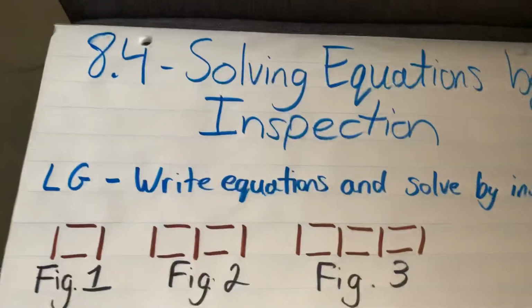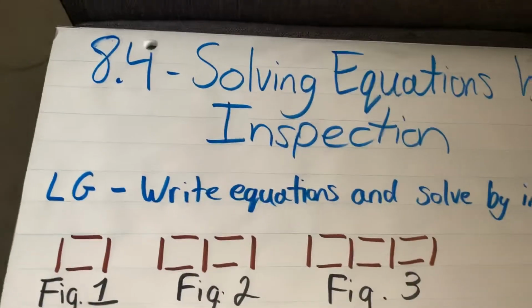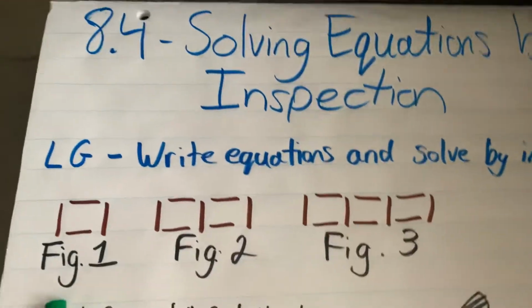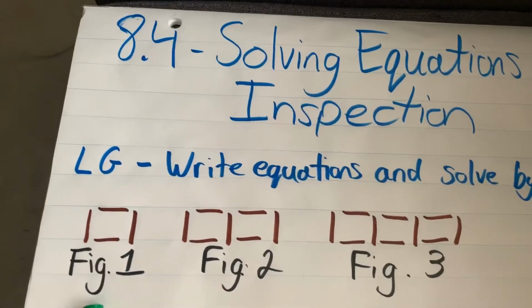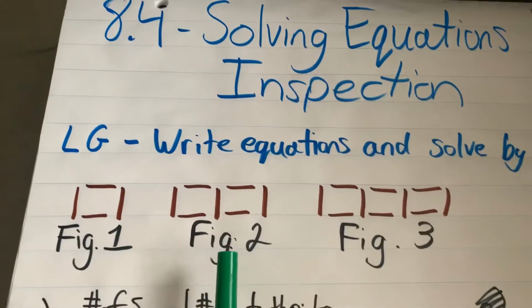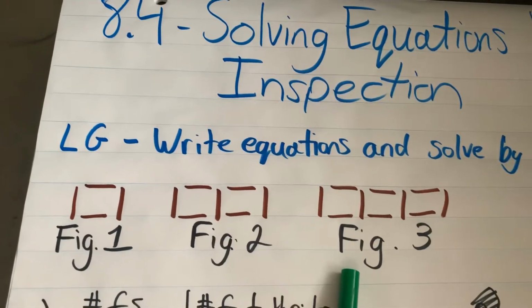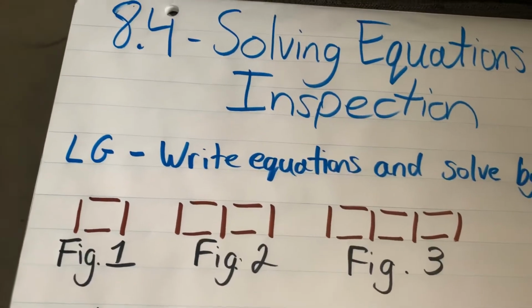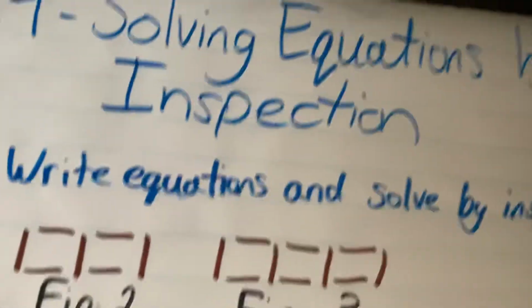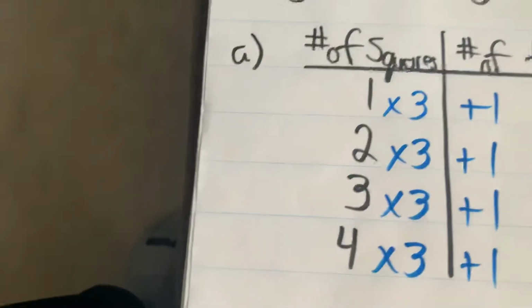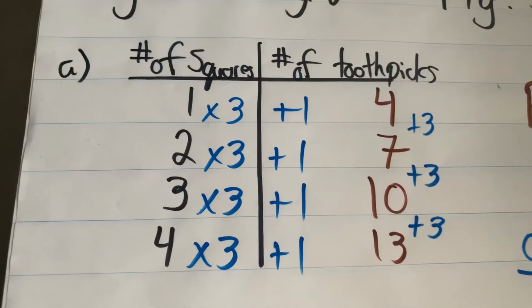Here's our first scenario. We have this design here. We have some what are supposed to be toothpicks. Bear with me, but they kind of look like that. Here's the first figure. Here's the second figure. Here's the third figure. And the first thing I've done is I've created a T-chart to help us figure out the number of toothpicks.